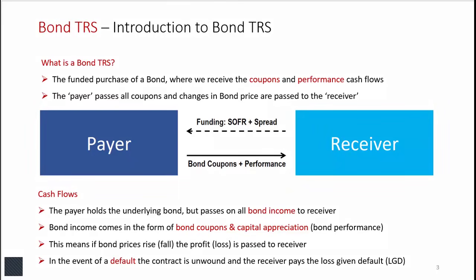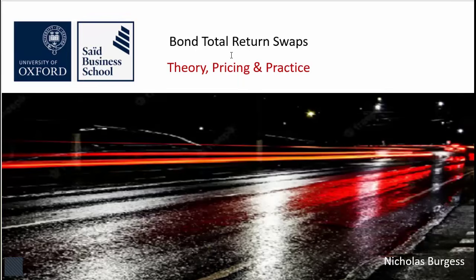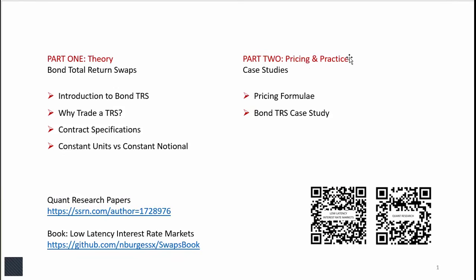Here we go. Bond total return swaps: theory, pricing, and practice. That's the theme of today. In part one, I'm going to talk about the theory of bond total return swaps. I'm going to give you an introduction to the product. Why do we trade it? Contract specifications. I'm going to talk a little bit about constant units and constant notional, which is one of those specifications. And then in the second part, we're going to look at pricing and practice with some case studies, looking at the pricing formulae and with a TRS case study example.